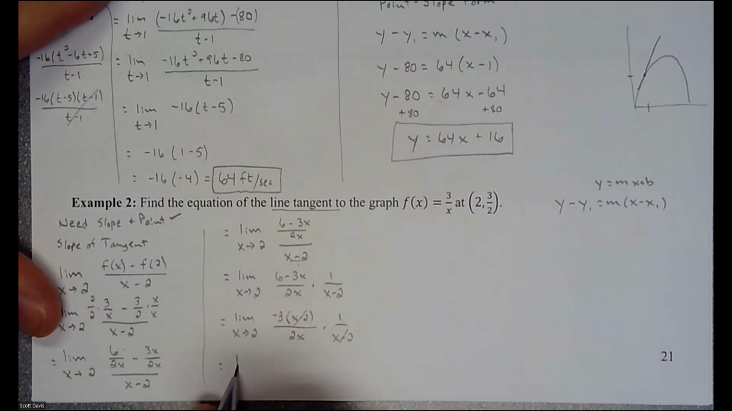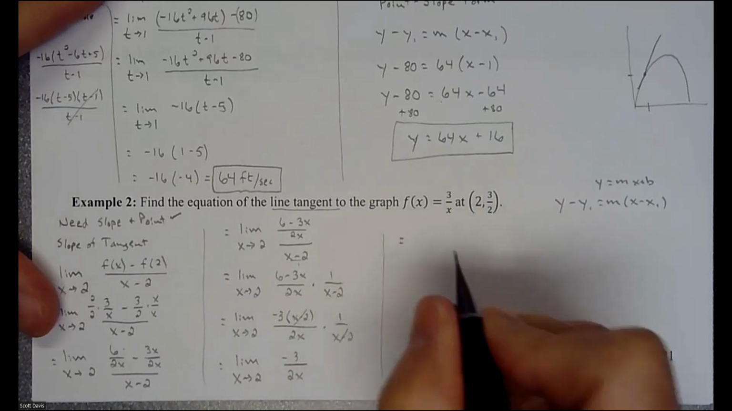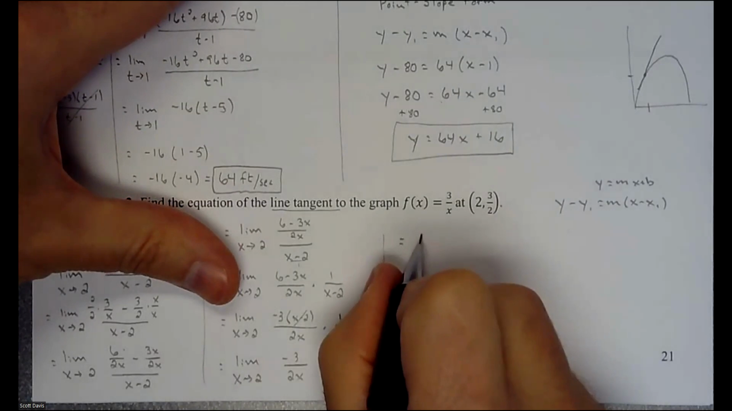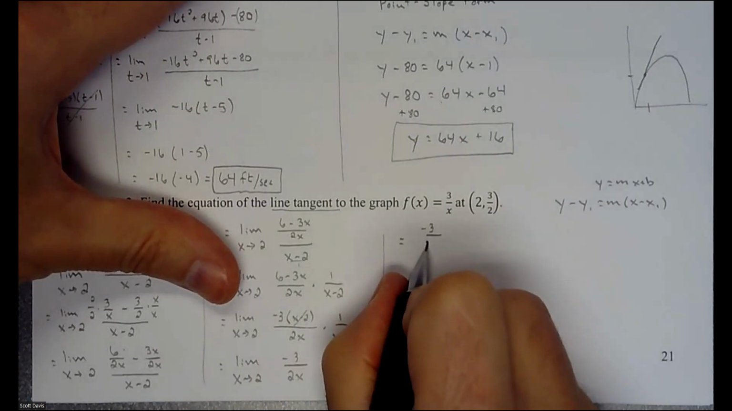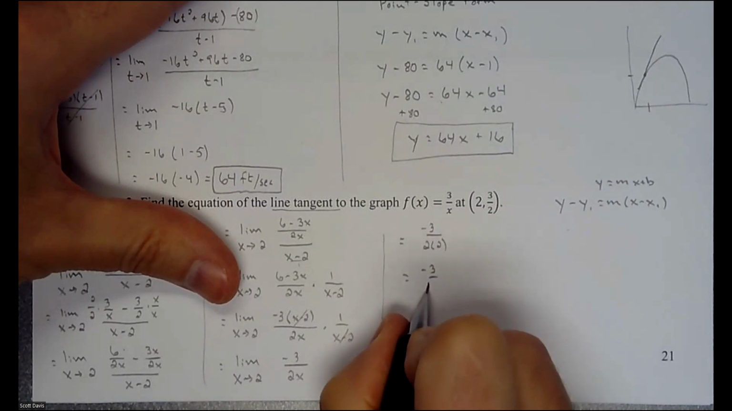I'm now left with the limit as x approaches 2. That's good because that's taken out my problem, my 0 over 0. So now I'm left with a negative 3 on the top and a 2x on the bottom. And now if I plug in 2, no problem. So we're ready to drop the limit sign because we're going to be plugging in 2. So we have a negative 3 over 2 times 2, which is negative 3/4.